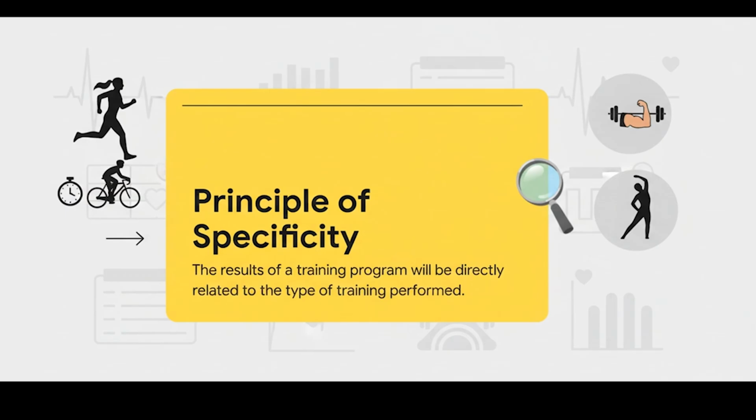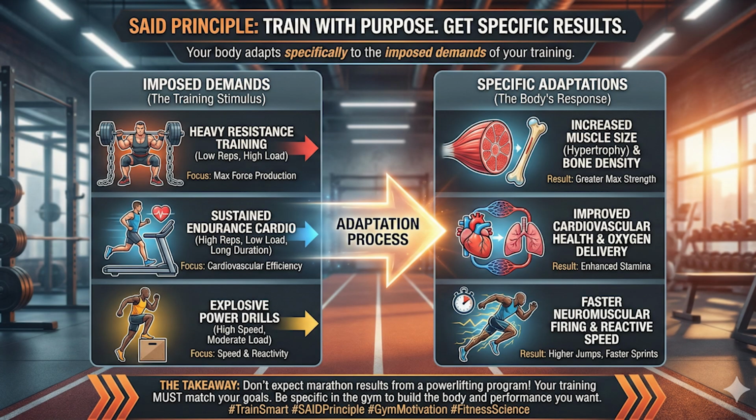And that brings us to the first big one, the principle of specificity. You might also hear this called the SAID principle, specific adaptations to imposed demands. It really just boils down to this. Your body gets good at exactly what you ask it to do. If your client wants to be a better runner, they've got to run. Want to be a better swimmer? You've got to get in the pool. It's that simple. Specific goals require specific training.